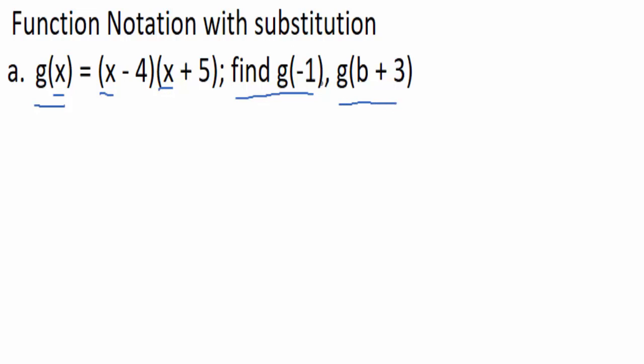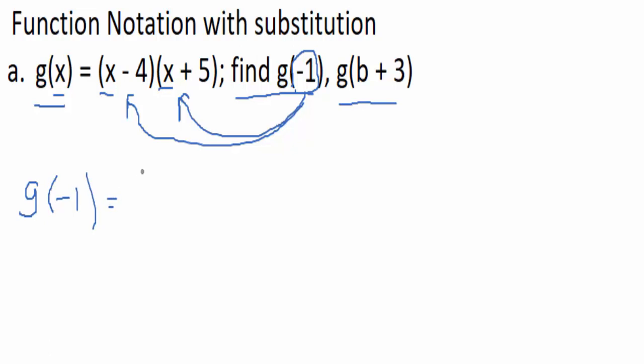So whatever is in this parenthesis is what I'm replacing the input variable with. So in this case, it's -1. So every time I see x, I am replacing it with -1. So g of -1 equals, and now we're going to still put this parenthesis that was there, but we have to put the -1 inside of parentheses. So it's -1 minus 4.